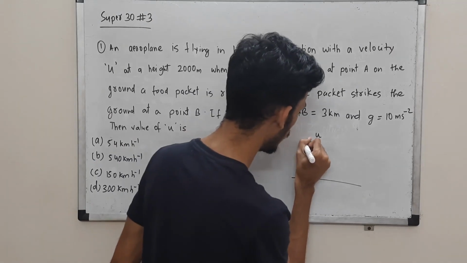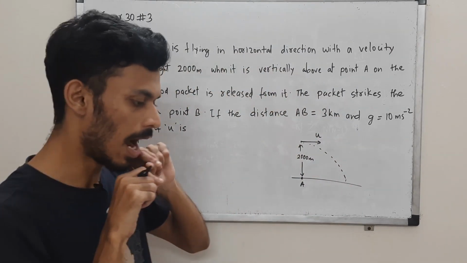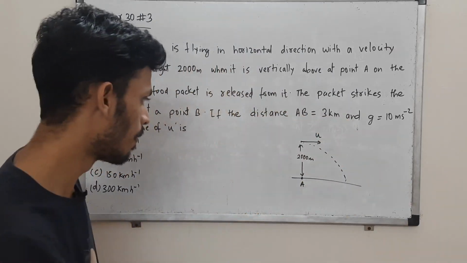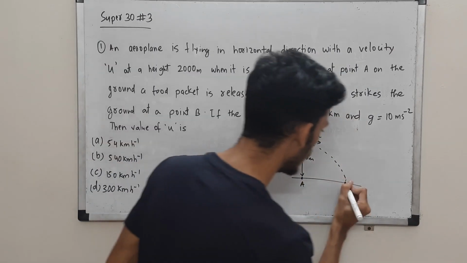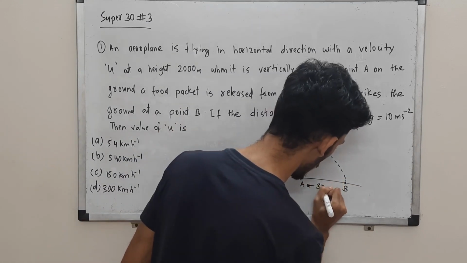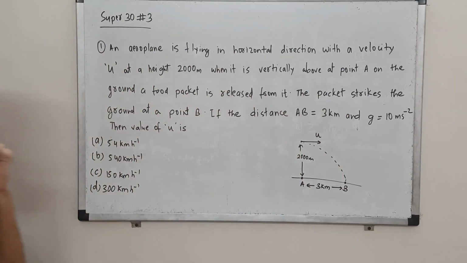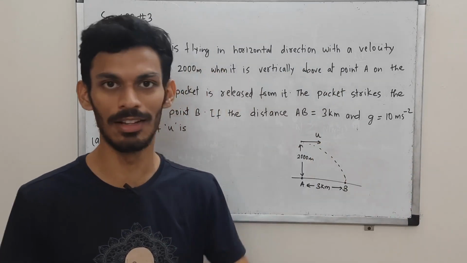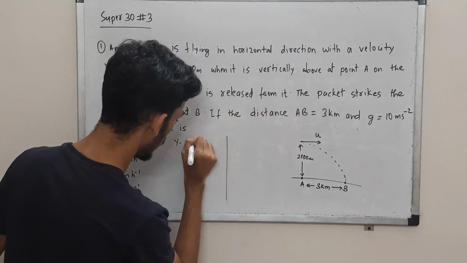Now the trajectory of that food packet will be somewhat like this, right? It will retain the velocity from the plane and it will go under the effect of gravity like that, right? Projectile. Here it will strike the ground at some other point which is called B, and this distance AB is given as 3 kilometers. You are supposed to tell what is the velocity u over here. It's very simple actually. You can break the motion in the x direction and in the y direction. Let's do that and you'll learn the approach as we do it.